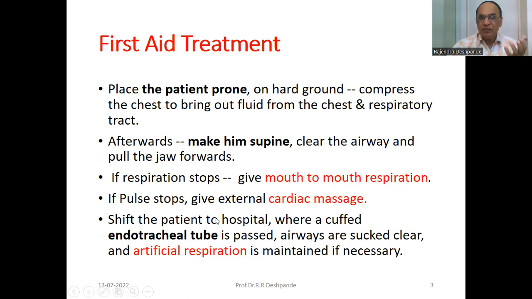Then immediately shift the patient, call the ambulance, 108 in Maharashtra, India. Shift the patient to the hospital where a cuffed endotracheal tube is passed, the airway is suctioned clear, and artificial respiration is maintained, with a ventilator etc. if necessary. So this is all about what you have to do immediately after taking the person out: first aid treatment and shifting the patient to the hospital.